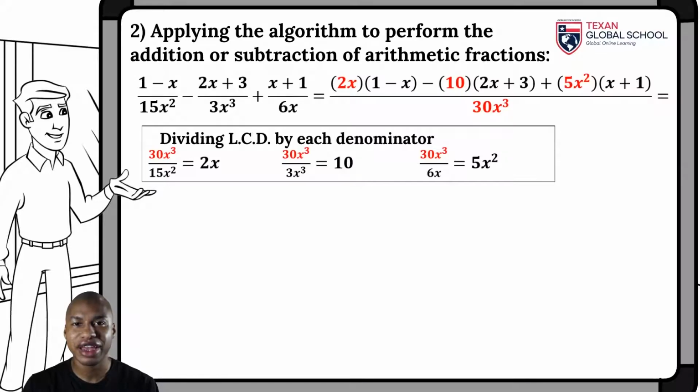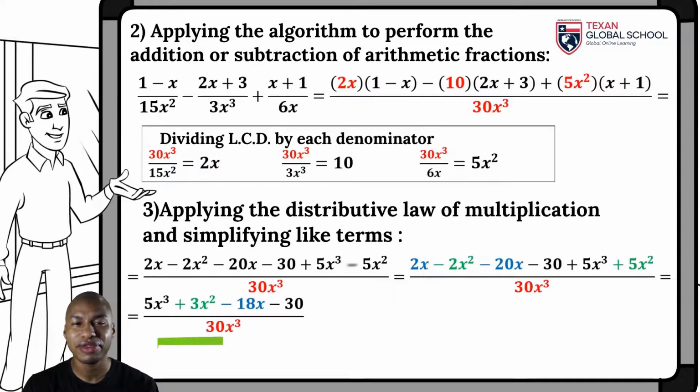We divide the 30x cubed by the last denominator 6x. The result 5x squared is multiplied by the numerator x plus 1. We develop the products of the numerator and simplify like terms. So, results 5x cubed plus 3x squared minus 18x minus 30 all over 30x cubed.